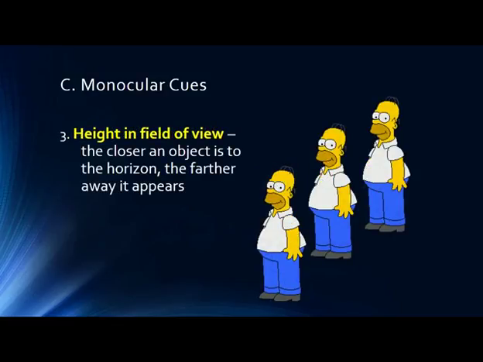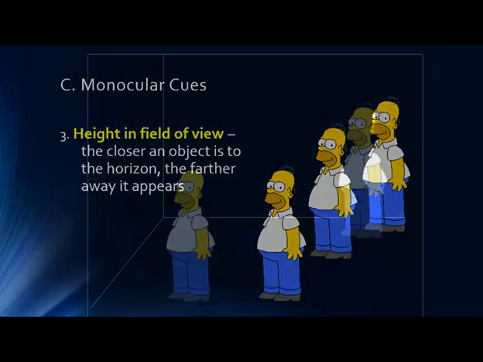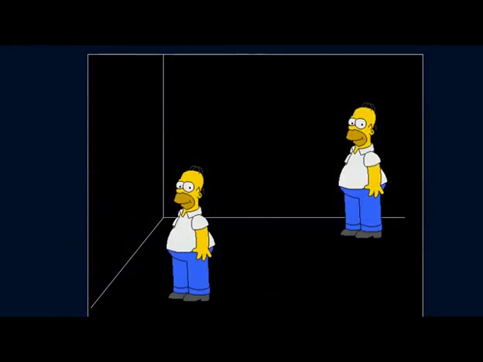Height in the field of view: the closer an object is to a horizon line, the farther away it appears. This is one of the cues that artists use often in creating depth. Landscape paintings always have some kind of horizon line, and things that are in front of it or closer to it look closer versus further away. This isn't a particularly great example, but if we do something relatively simple, like put in an artificial horizon, we create this sense of depth, because this Homer is closer to this horizon line than this one.